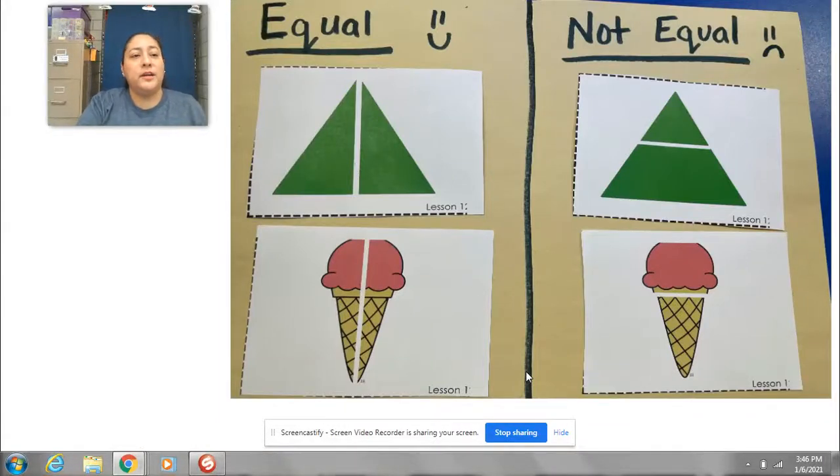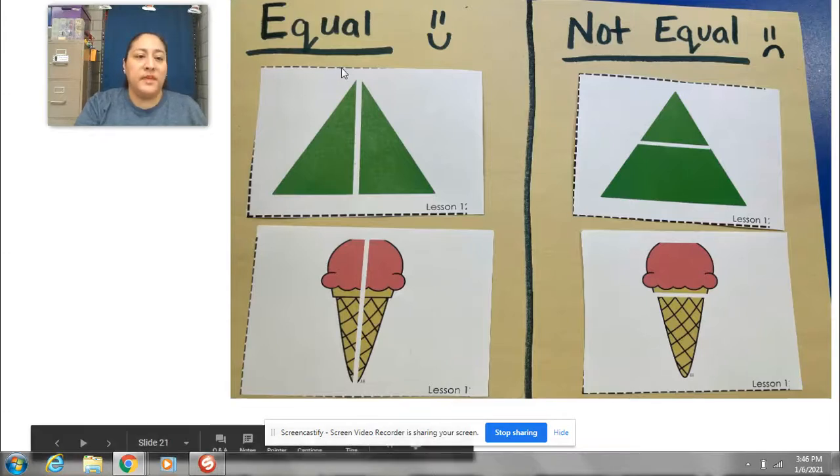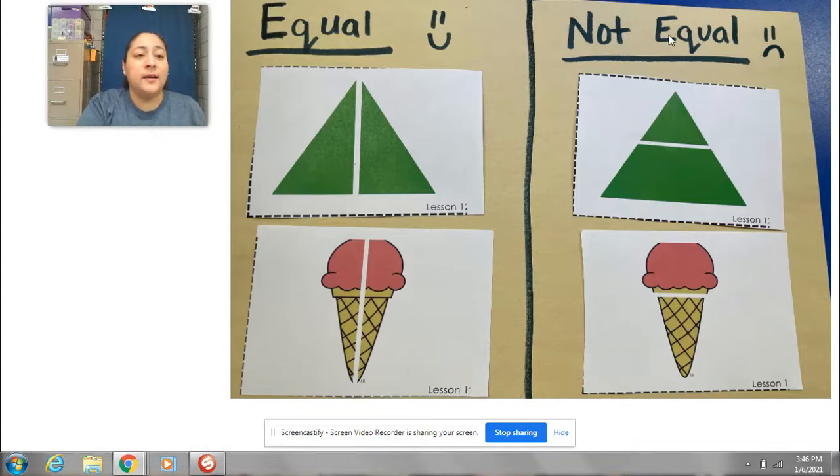Today, we're going to be learning about something new. We're going to learn what equal means. What does it mean when something is equal? And we're also going to learn what not equal means. This is important to learn because once we know what is equal or not equal, it will help us to separate things into equal parts.